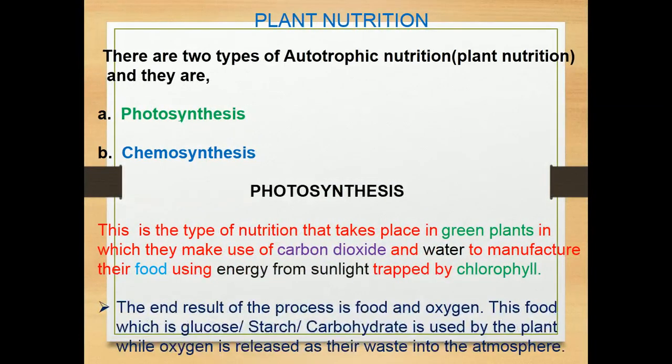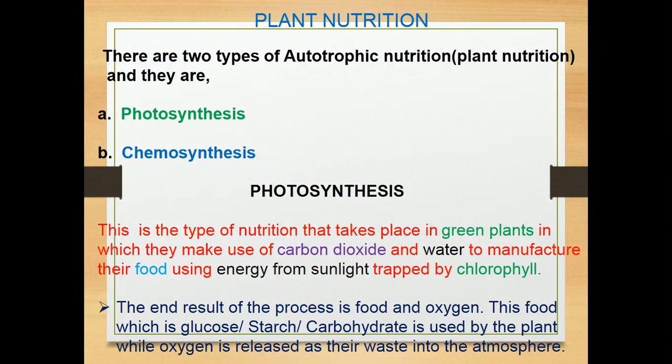Now, plant nutrition. Our major focus is going to be on autotrophic nutrition in this class. There are two types of autotrophic nutrition, and they are A. Photosynthesis, B. Chemosynthesis. Now let's define photosynthesis. This is the type of nutrition that takes place in green plants, in which they make use of carbon dioxide and water to manufacture their food, using energy from sunlight trapped by chlorophyll.